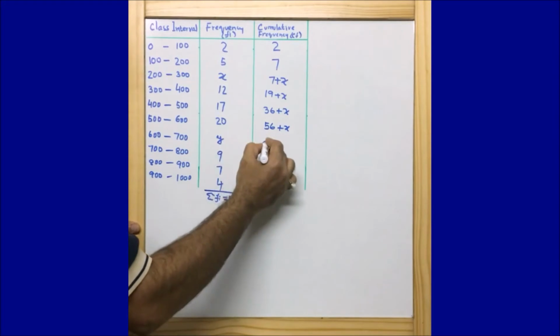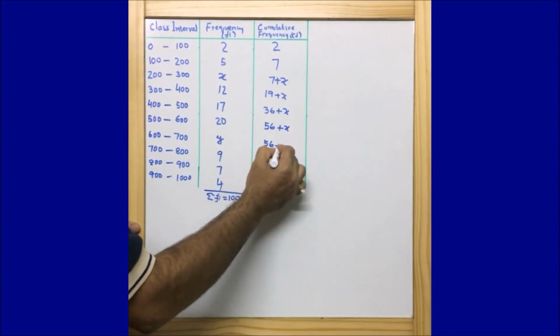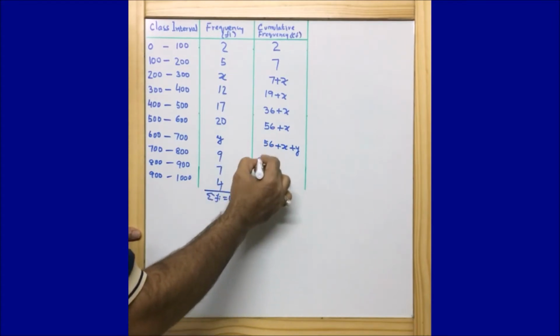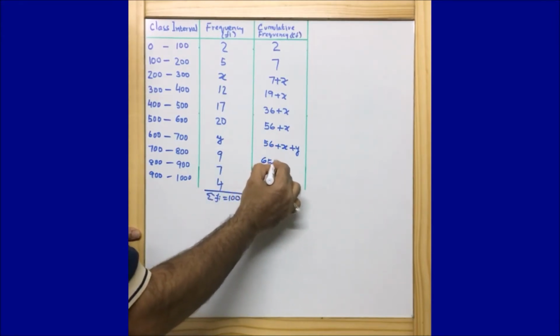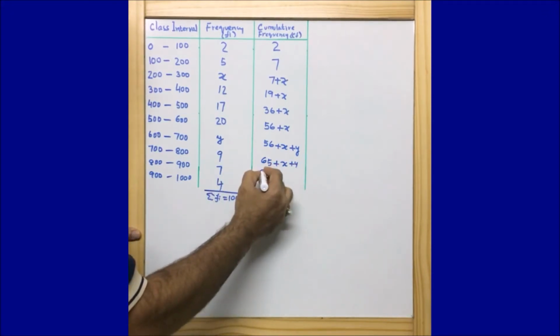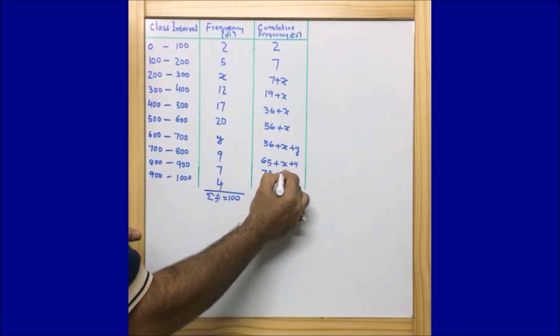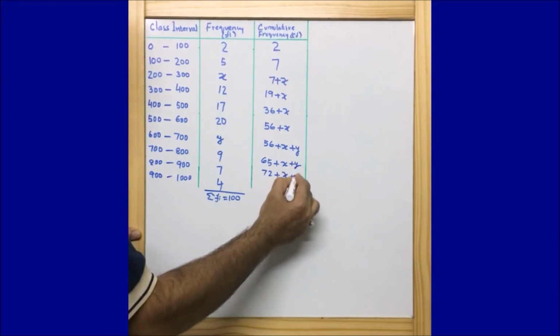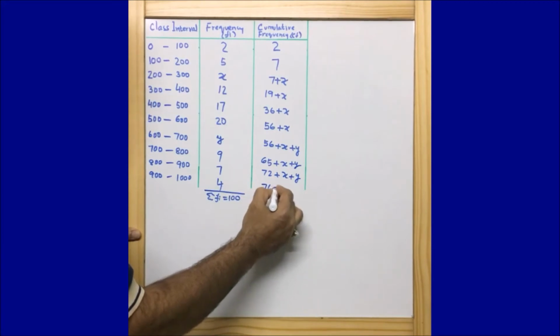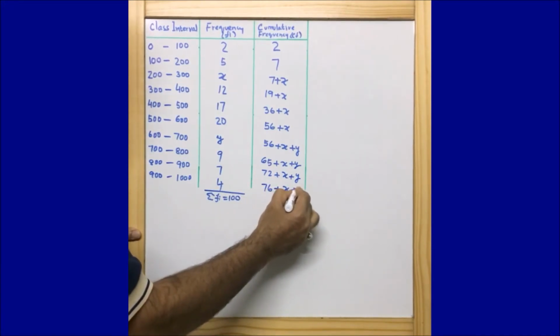Then I need to add this y, which gives 56 plus x plus y. Adding 9 to 56, I will get 65 plus x plus y, and then this 7 I need to add. I will get 72 plus x plus y, and I need to add this 4. I will get 76 plus x plus y.